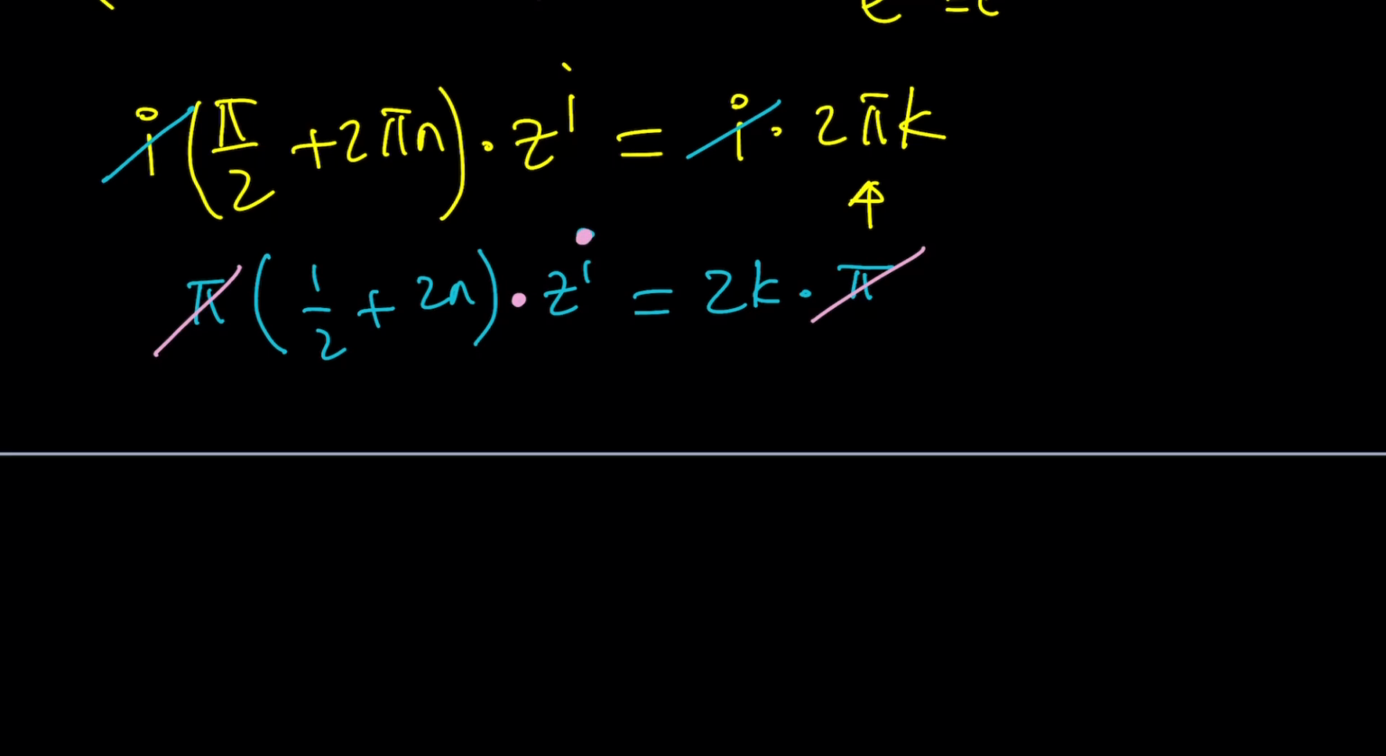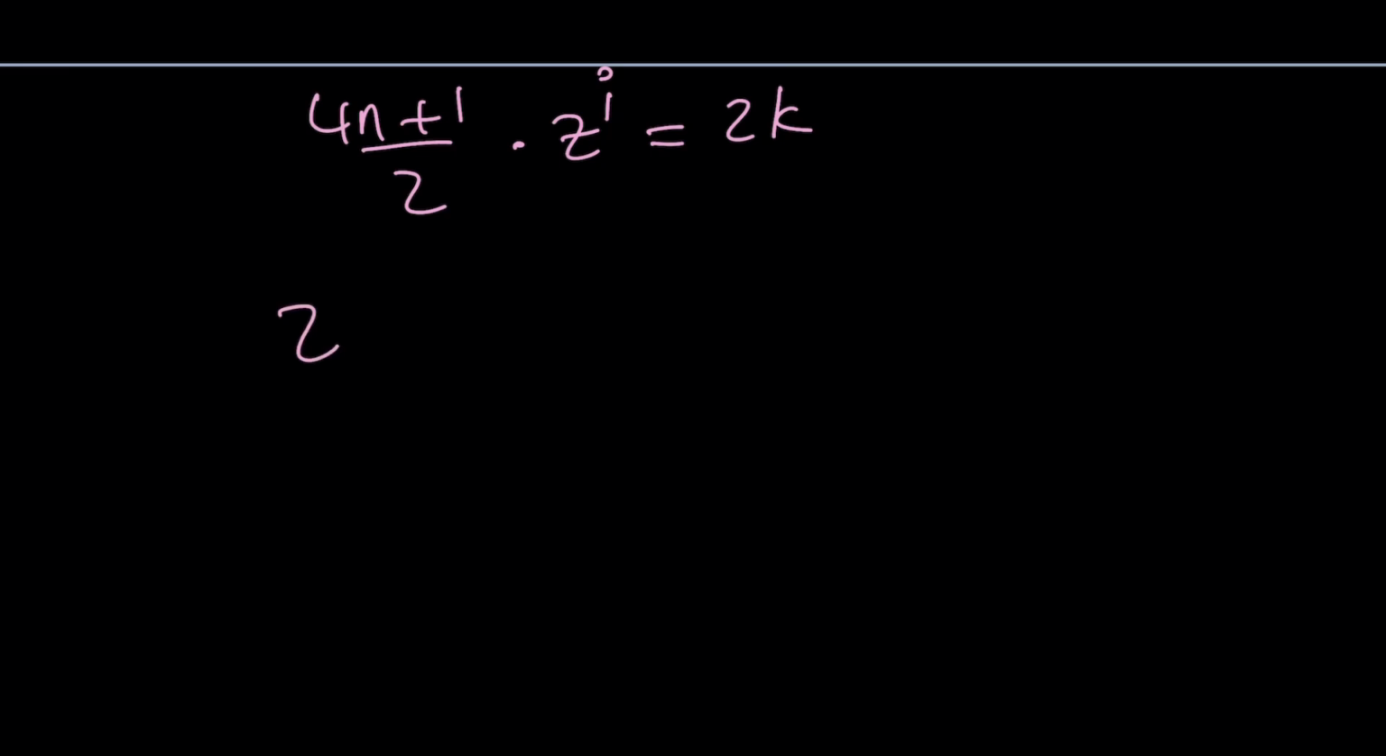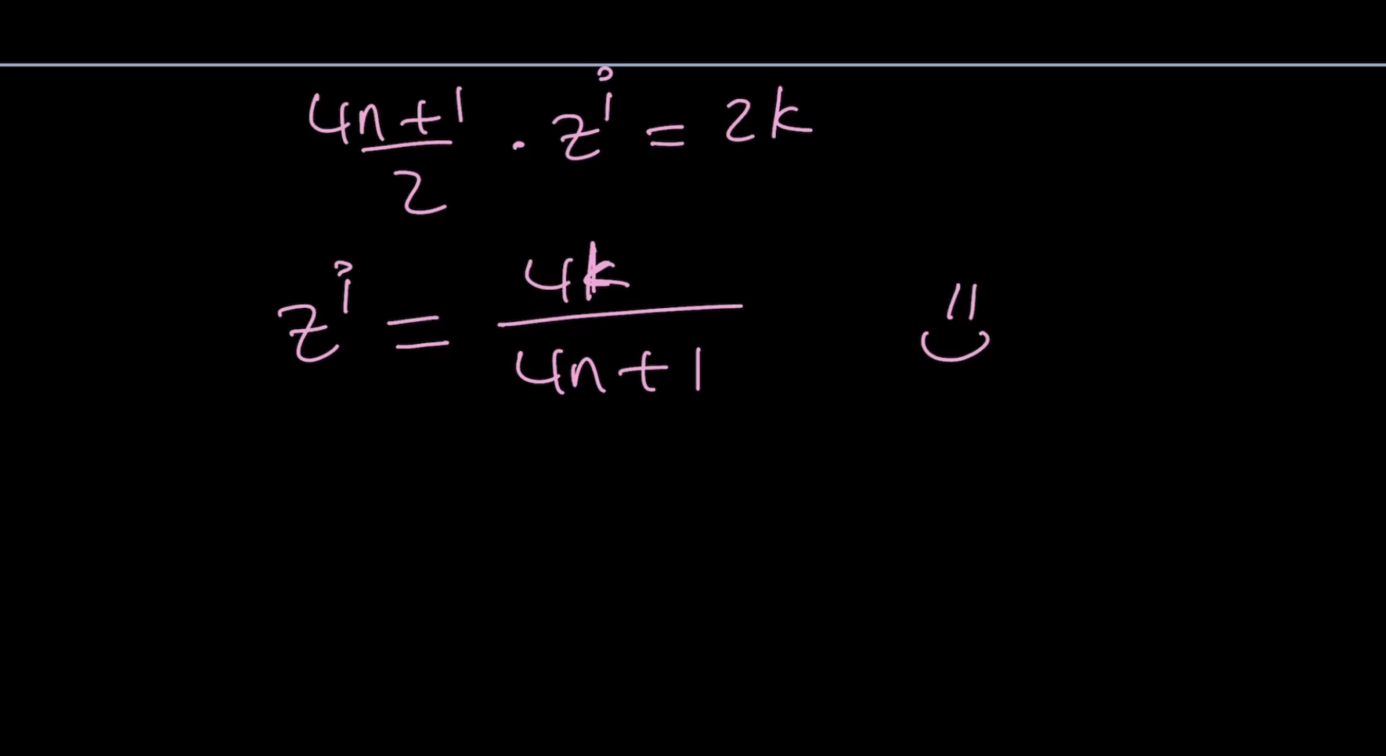So what should I do? Make a common denominator, and then multiply by the reciprocal, and that gives us z to the i equals 4k divided by 4n plus 1. Great. Now k and n are integers, so this takes many forms. For example, if k is 0, we get 0, which is not a good thing, right? Is it not a good thing? Maybe it is. Who knows? Well, if k is 0, z will be 0, right? It's not super bad, actually. It's pretty good.